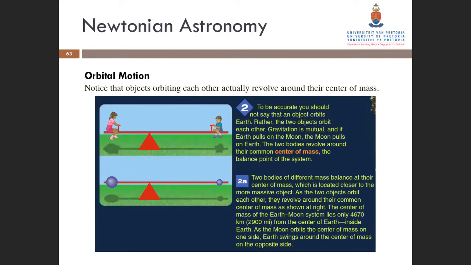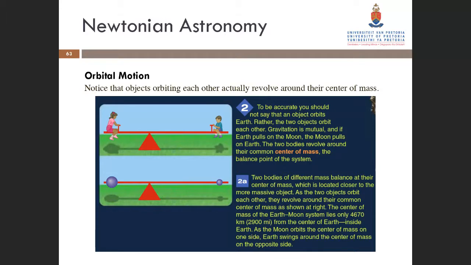So now, notice that objects orbiting each other actually revolve around the center of mass. Thinking about these two objects, we have the Earth and we have the Moon. They have different masses, but between them there will be a common point that both objects revolve around. In the instance of Earth and the Moon, that point is below the surface of the Earth, and that gives us the impression that the Moon is orbiting Earth.